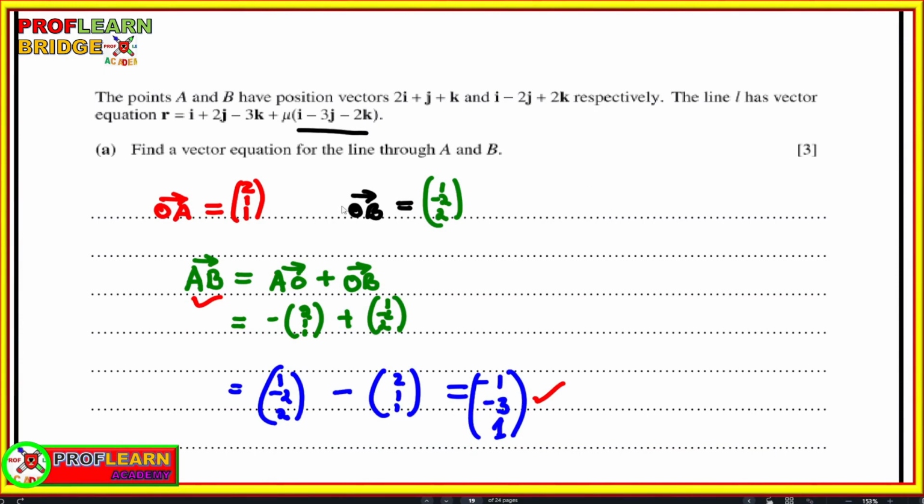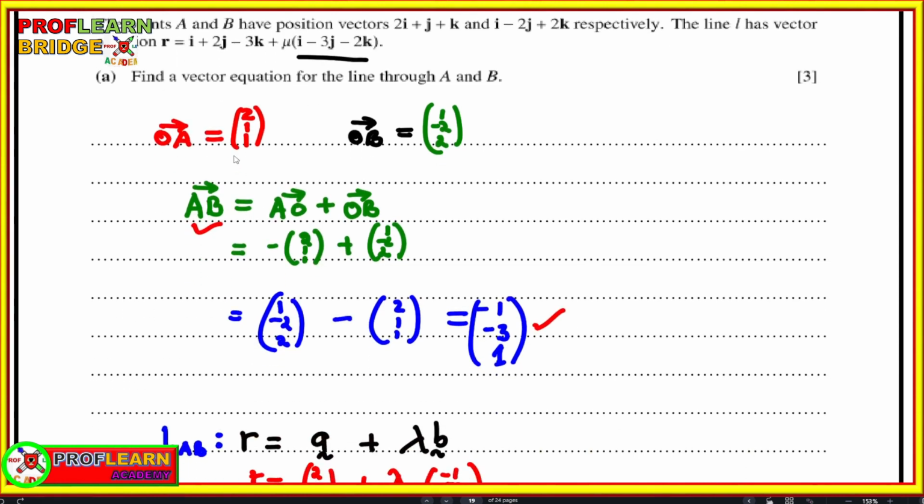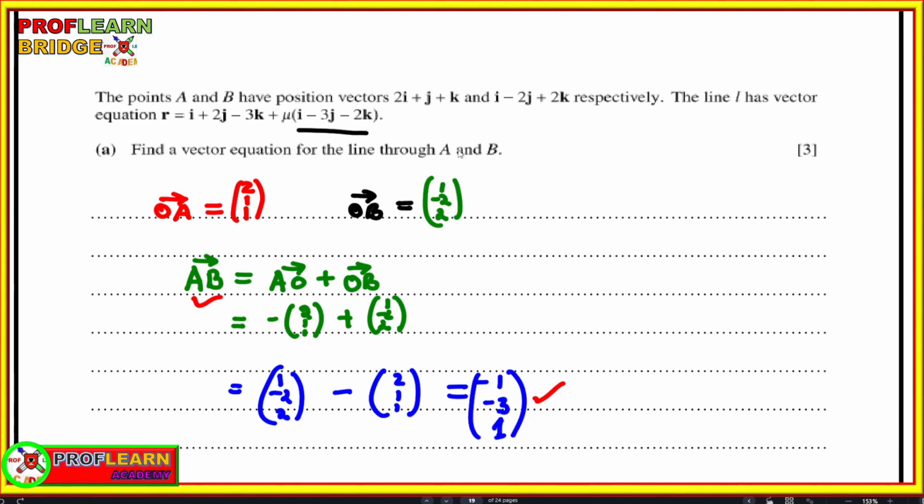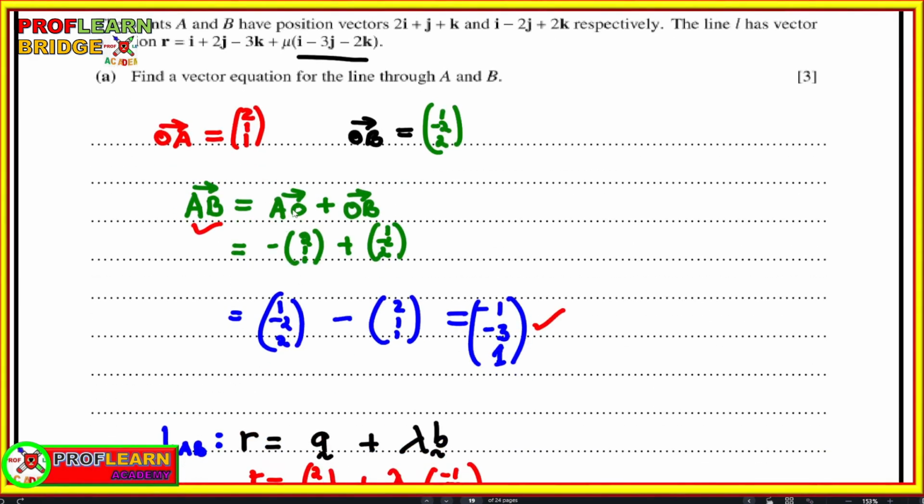Question number 10 is about vectors. We are told that points A and B have position vectors 2i plus j plus k and i minus 2j plus 2k respectively. The line L has a vector equation, this, and we're supposed to find the vector equation of a line that goes through A and B. So we have the position vector of A and the position vector of B, meaning we can find the direction vector AB. So AB is AO plus OB, where AO is the negative of OA, which is going to be negative 2, 1, and 1.